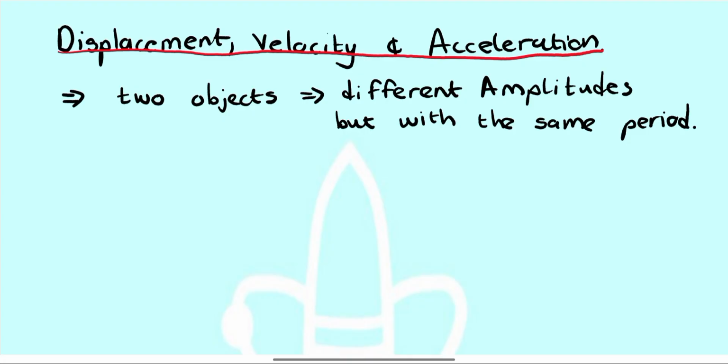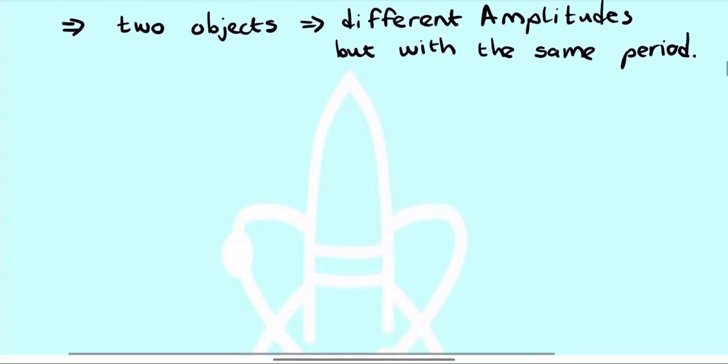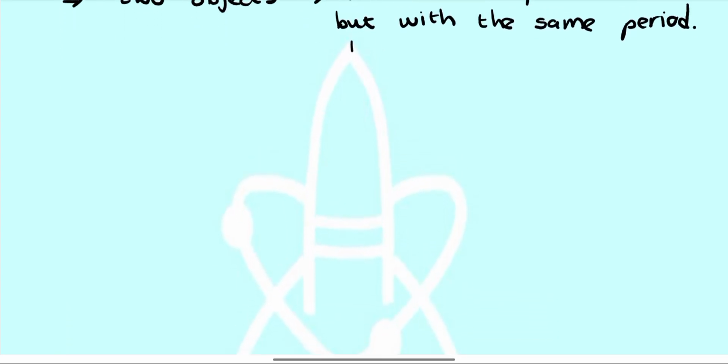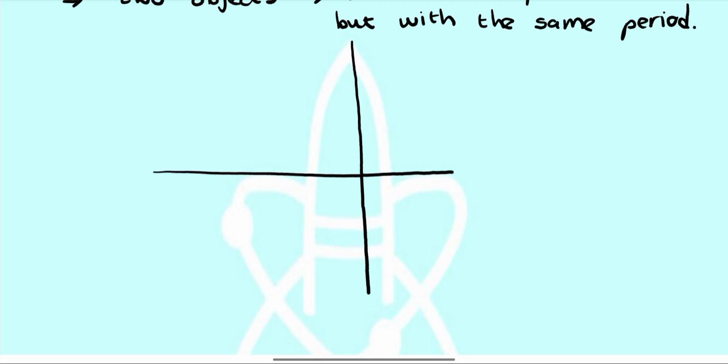So now, to fully explain the relationship between these three quantities, consider a pendulum. Consider a pendulum bob that is moving in circular motion around a circle.